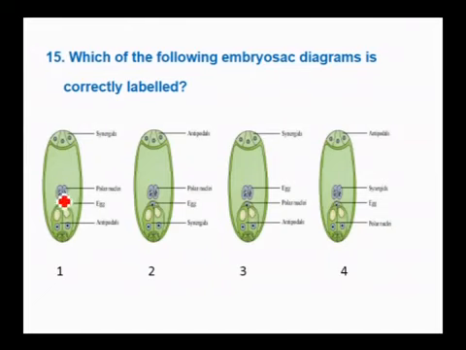Polar nuclei are in the center. Polar nuclei, but here it is egg. Therefore, this is wrong. Here it is synergid. This is wrong. Now, you have two options, 1 and 2.